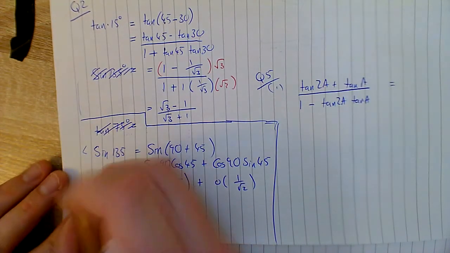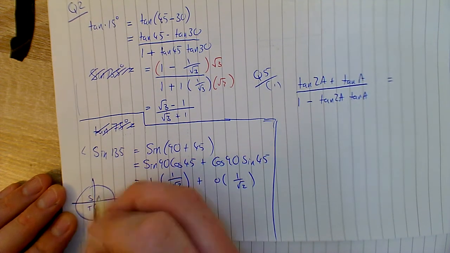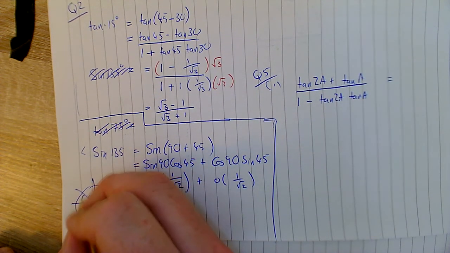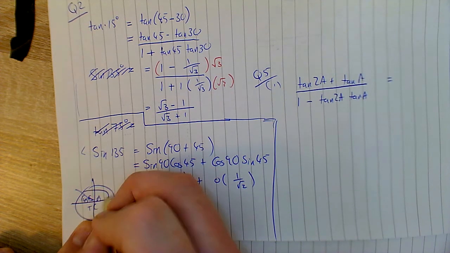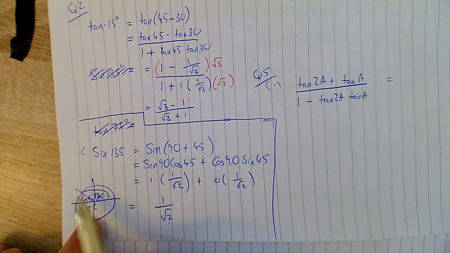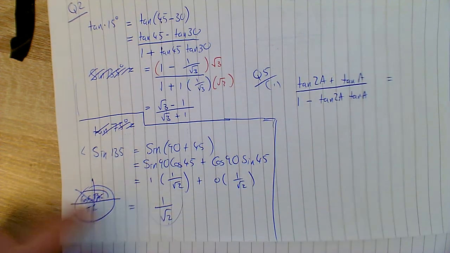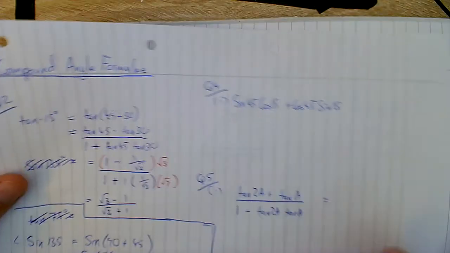Just with that one, actually, if you go back to that whole cast thing on the unit circle, sine of 135 has a reference angle of 45 degrees. That'll be 135 there. And it's in the quadrant where sine is positive, so it's the same as sine of 45 degrees, which is 1 over root 2. Another approach you could take.